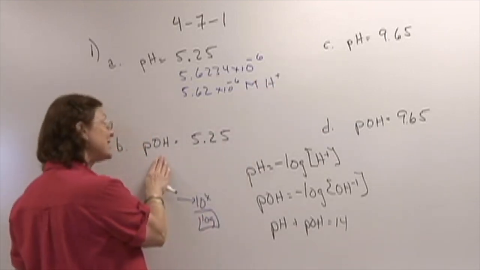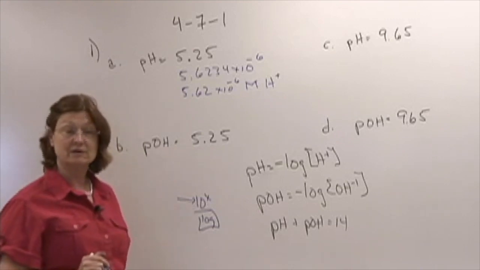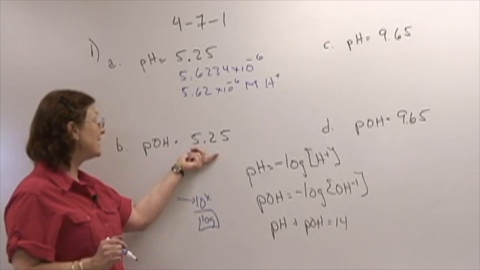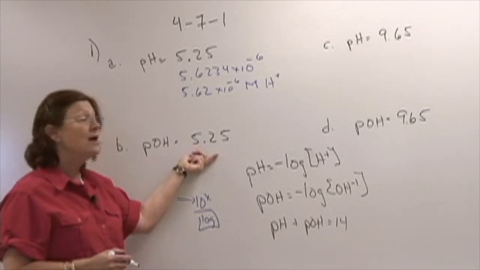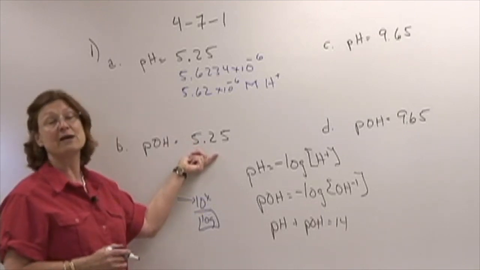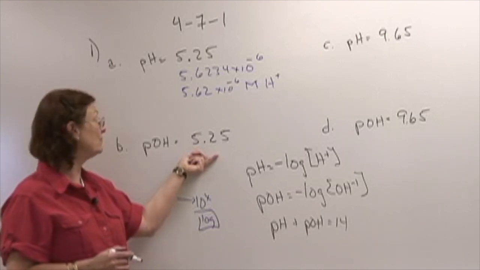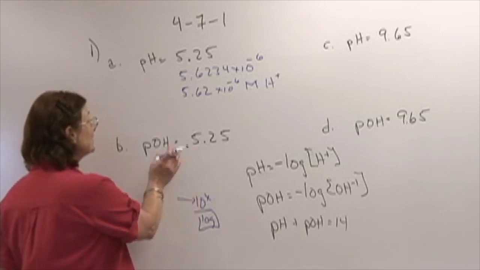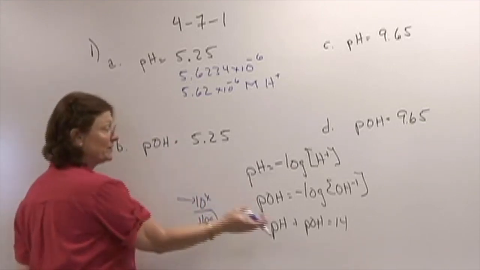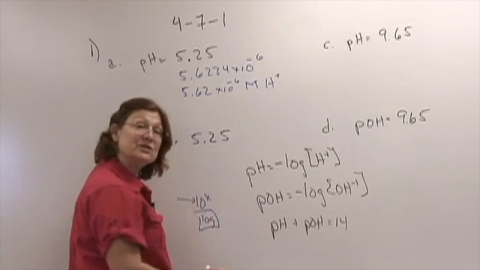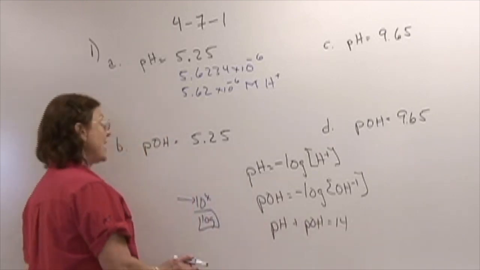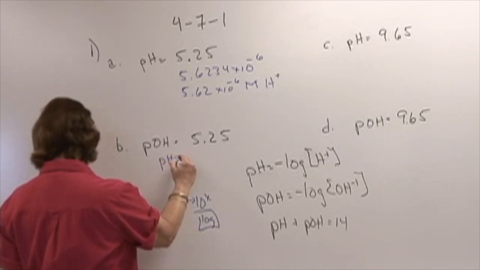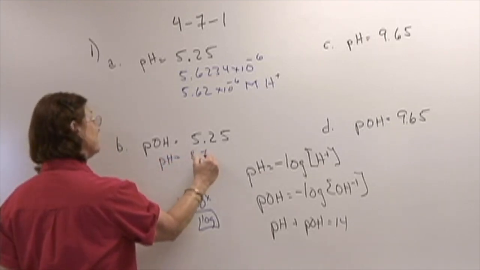Now, in the second case, we are given a hydroxide ion. We're given a pOH. If I were to take the negative inverse log of this number, then I would be getting the hydroxide ion concentration, and that's not what I'm looking for. The question is asking for the hydronium ion. Therefore, I'm going to subtract this number from 14 first because the pH plus the pOH is equal to 14. And therefore the pH is equal to 8.75.